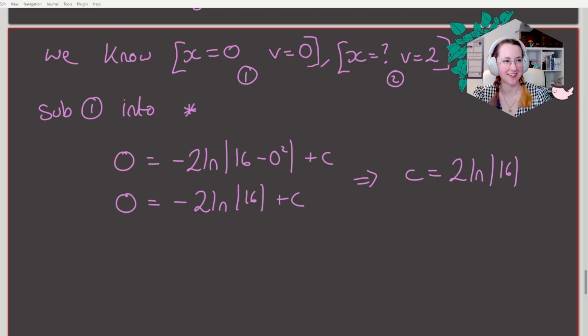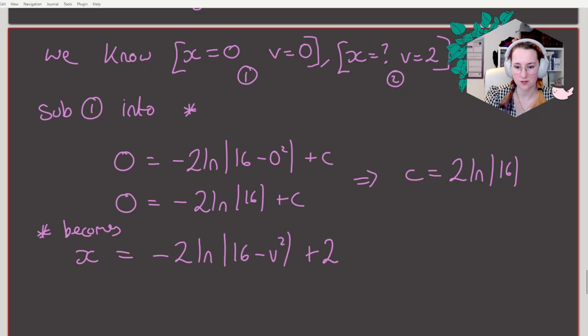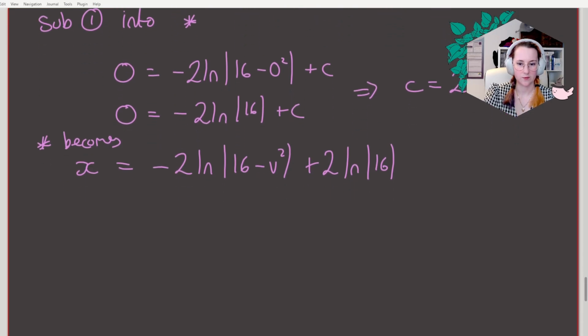Yes, skip ahead like 23 chapters and you get to phase diagrams. Yeah, so we have a value of c that is correct. So then that gives us that our equation star becomes x equals minus 2 log of 16 minus v squared plus 2 ln of 16. We can probably cancel this, but I won't for the minute.